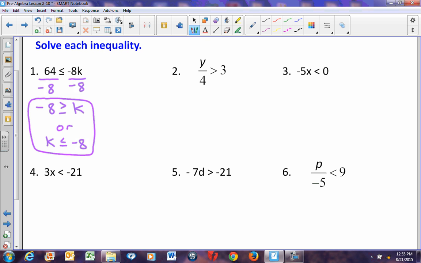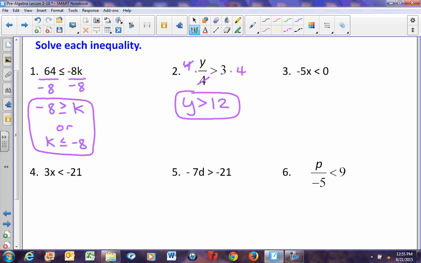Number 2, y divided by 4 is greater than 3. To get y by itself, I have to undo division by 4. We undo that by multiplying by 4. Multiply this side by 4, multiply this side by 4. These will cancel out. We keep the inequality the same because we did not divide by a negative number. We did not multiply by a negative number. We multiplied by a positive number, so y is greater than 12.